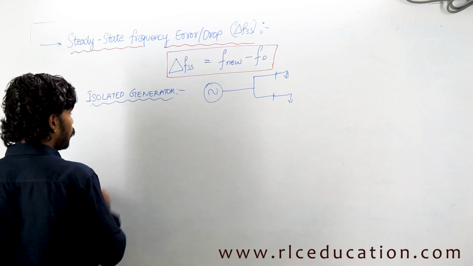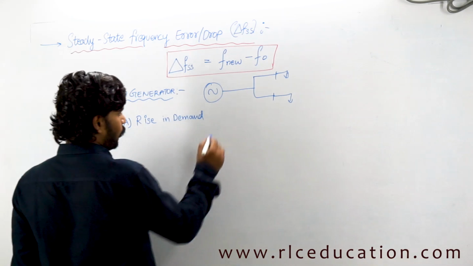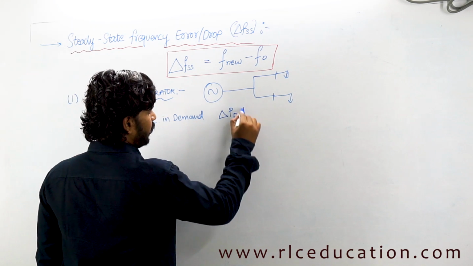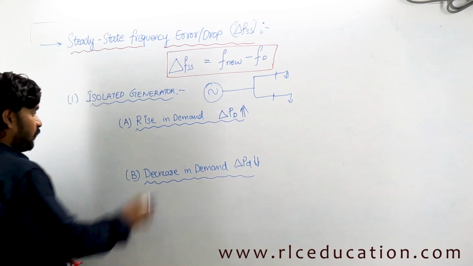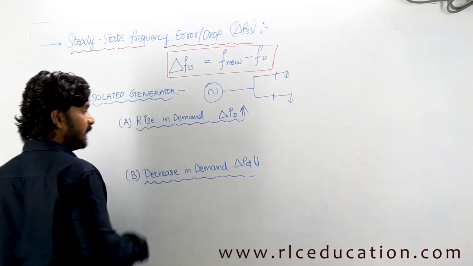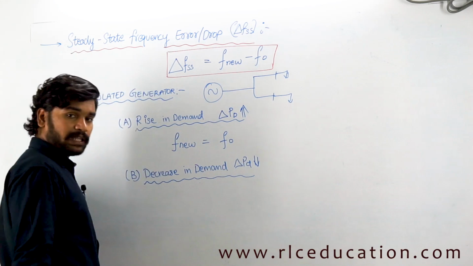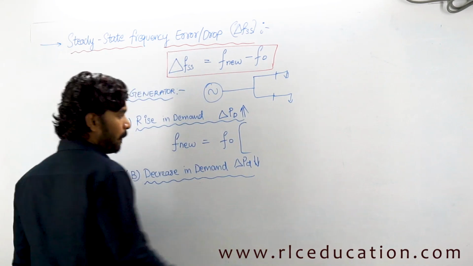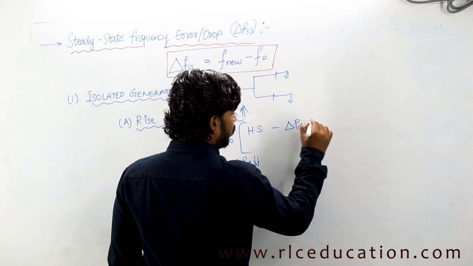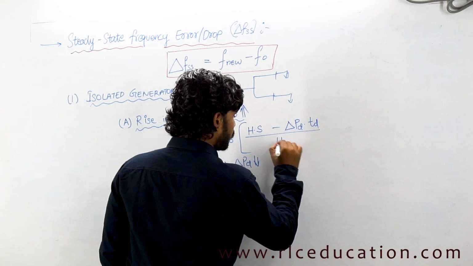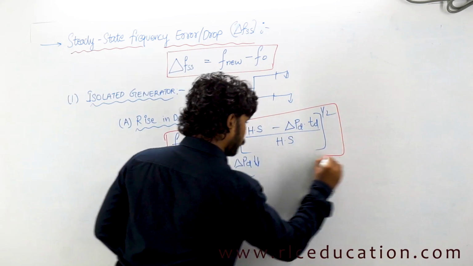Now in an isolated generator there are 2 cases. One case is rise in demand. Rise in demand means load increase. Load increase means delta PD is increased, isn't it? So this is one case. The next case is decrease in demand. The formula for the changed frequency in case of rise in demand is F new equals F naught, the original or rated frequency of the system, multiplied by (H into S minus delta PD into TD divided by H into S) to the power of 1 by 2. Let me put it in brackets over here.